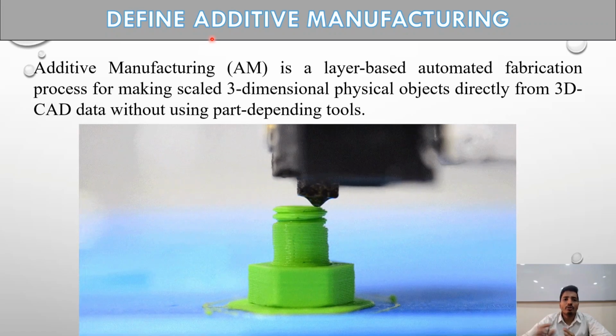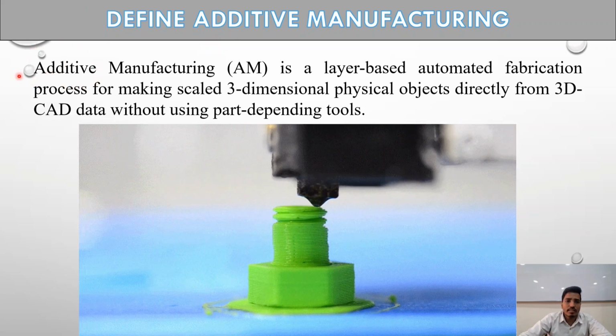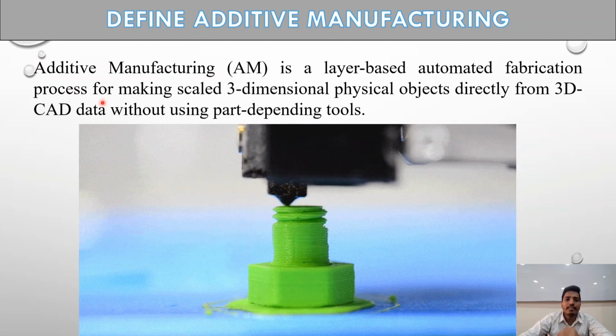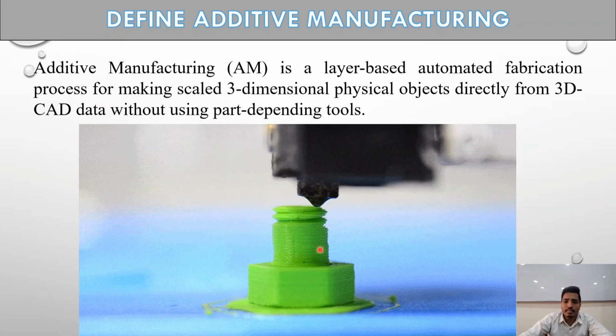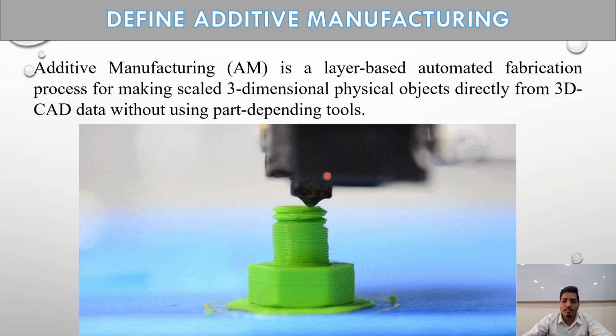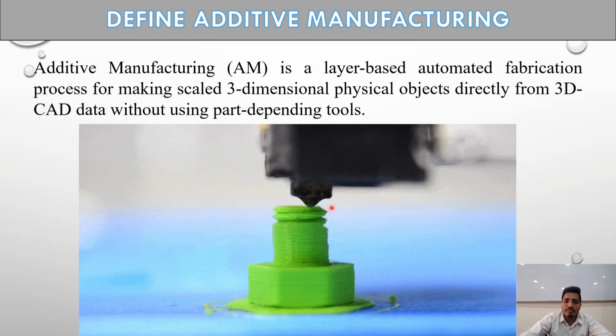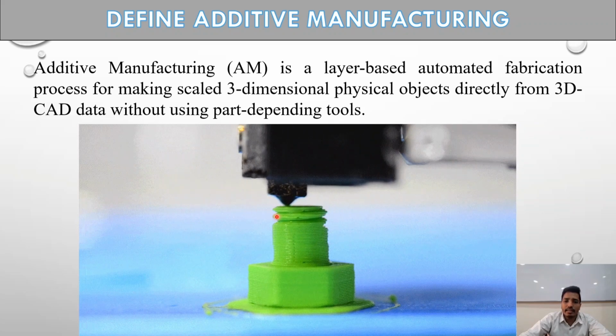So we'll start with the definition of additive manufacturing, also called 3D printing or rapid prototyping. There are various names for this. Additive manufacturing means addition. The term additive means addition of the layer. So here you can see we are adding layer by layer. We have a nozzle, the nozzle has a temperature, so it melts the filament and adds layer by layer.